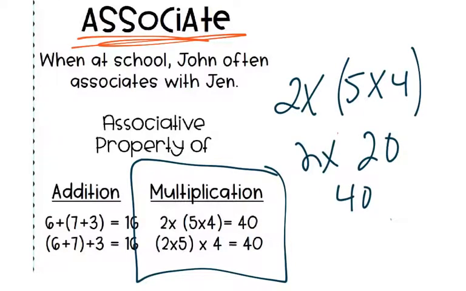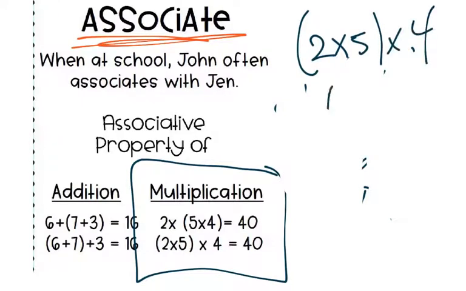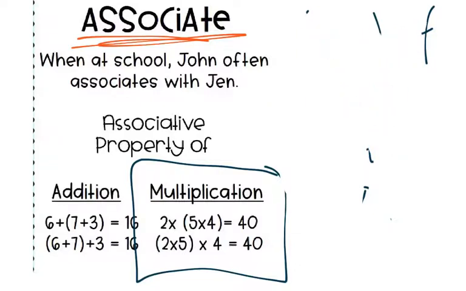Same with if I take 2 times 5, I associate that first with parentheses, times 4. 2 times 5 is 10, times 4 is 40, okay? So it won't matter what way we group these with the parentheses, what order you group them in, how you associate those numbers with associative property, you will still get the same answer. And that is with addition and multiplication. It will not be with any subtraction or division.